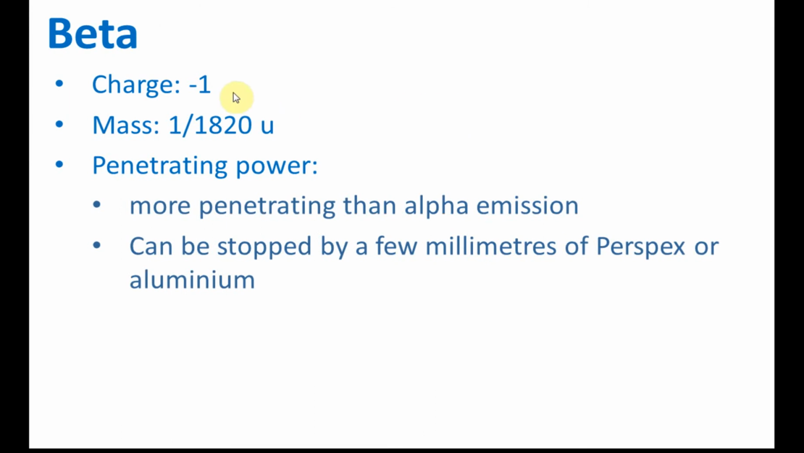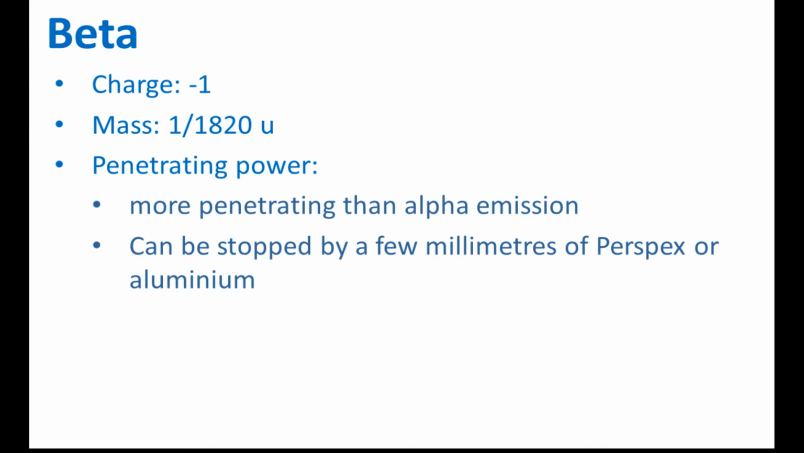Beta, the charge is negative 1. Just now, alpha, the charge is positive 2. Alpha has positive charge, beta has negative charge, and the mass of beta is 1/1820 atomic mass unit. So alpha has 4 atomic mass unit, but beta only has 1/1820 atomic mass unit. It means that the mass of a beta is very, very low when compared to the mass of alpha. So alpha has a big mass, and beta has a very low mass.